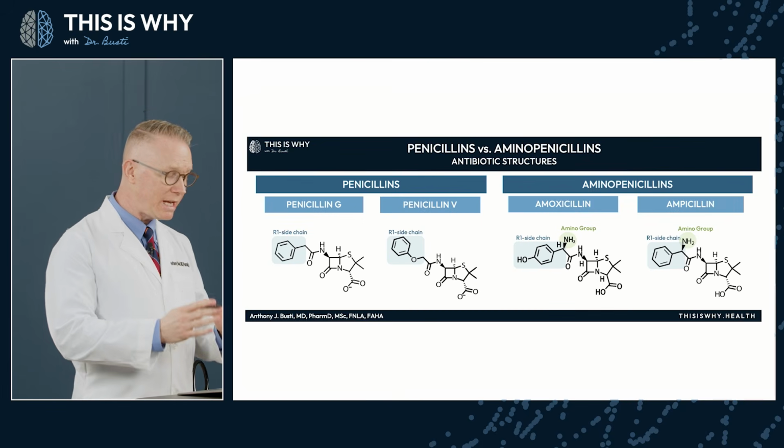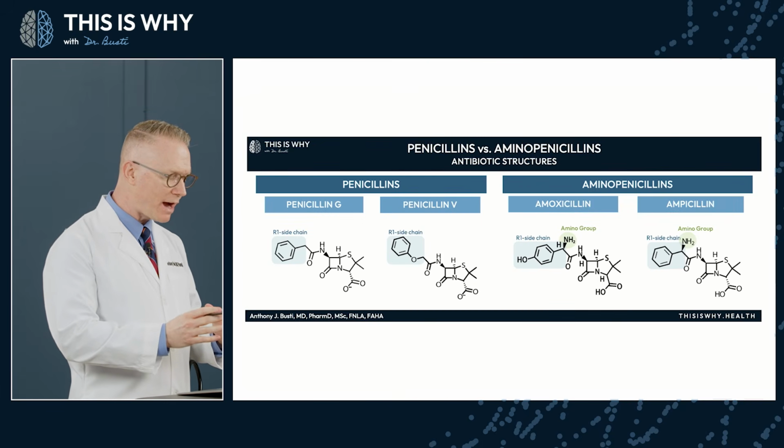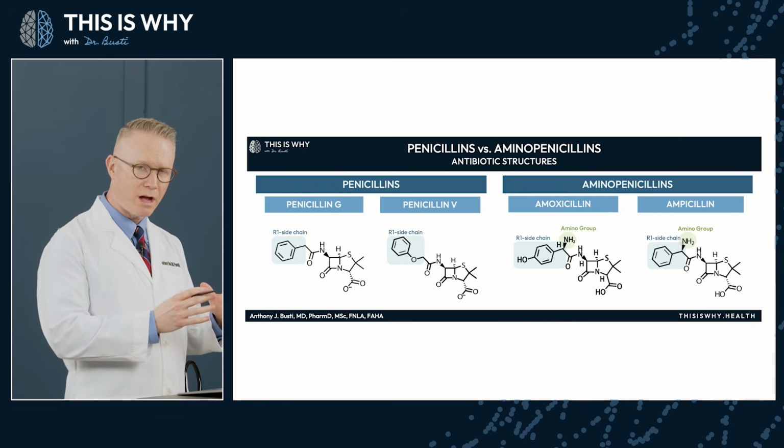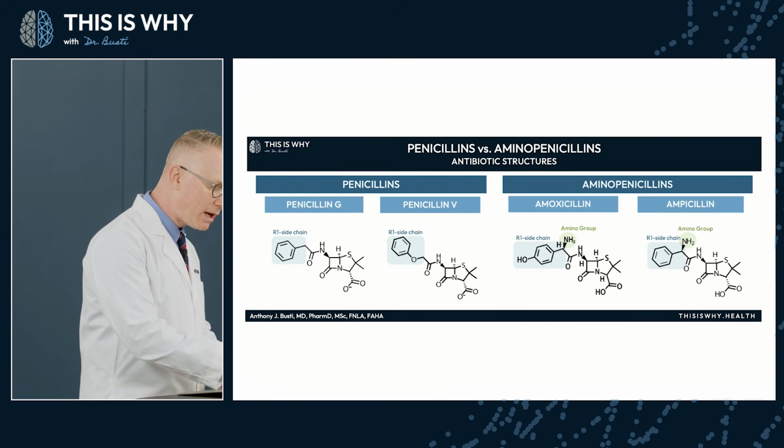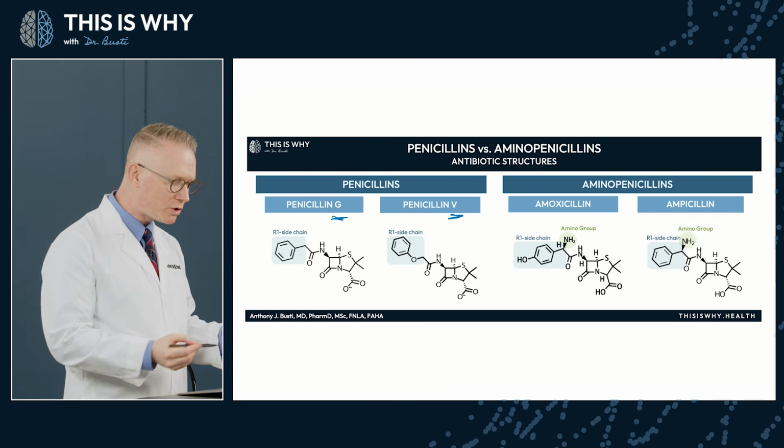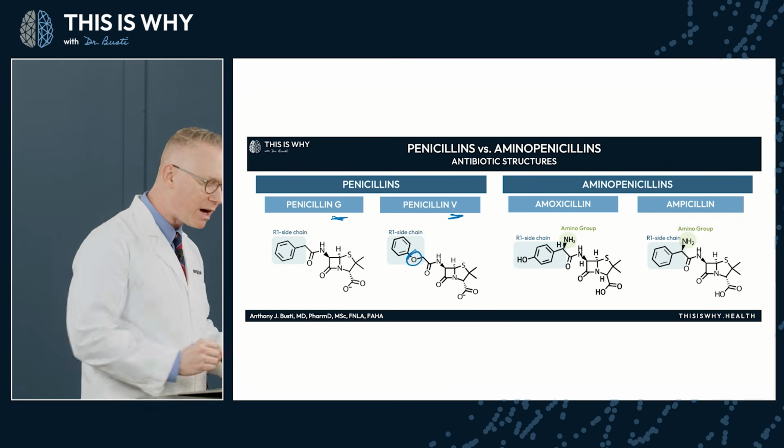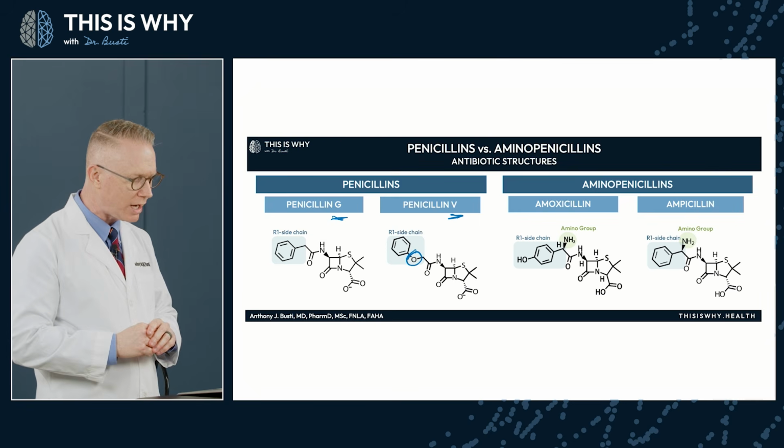So what's important to see in this particular diagram is that we have the structure of penicillin, and I chose to give you the structure of penicillin G versus penicillin V, which really only differ at this oxygen here in the R1 side chain.